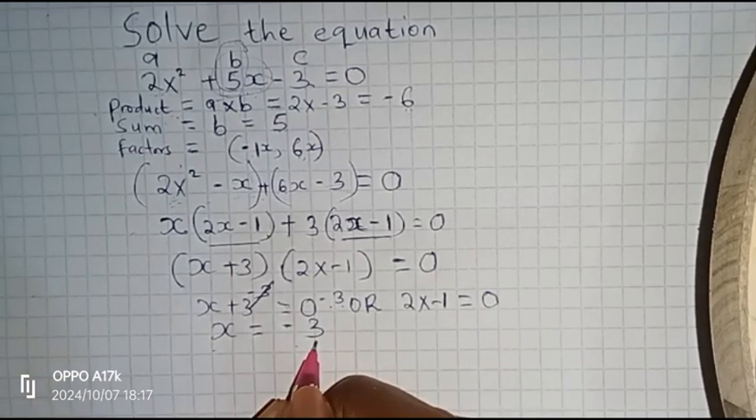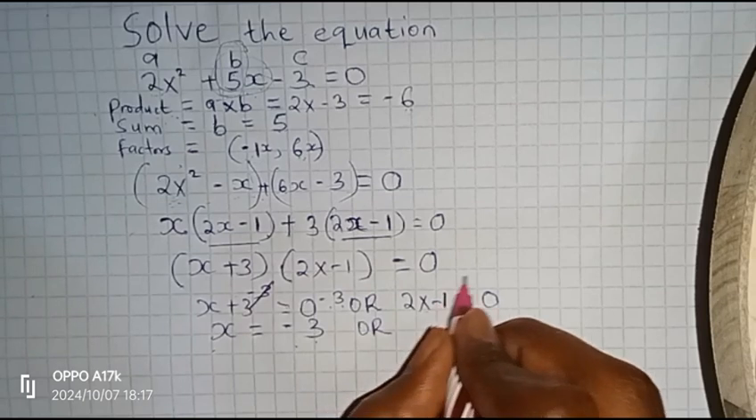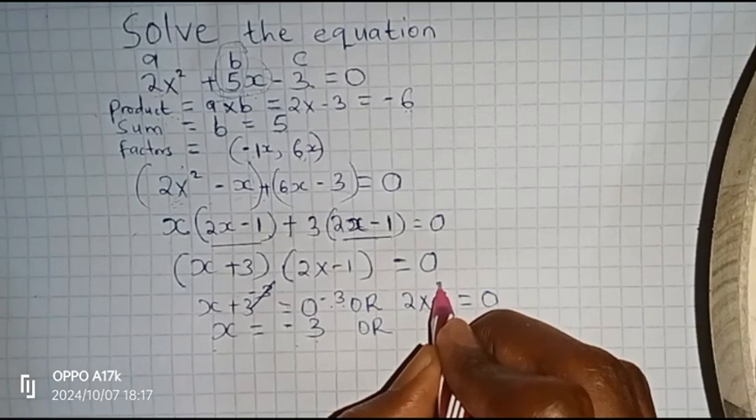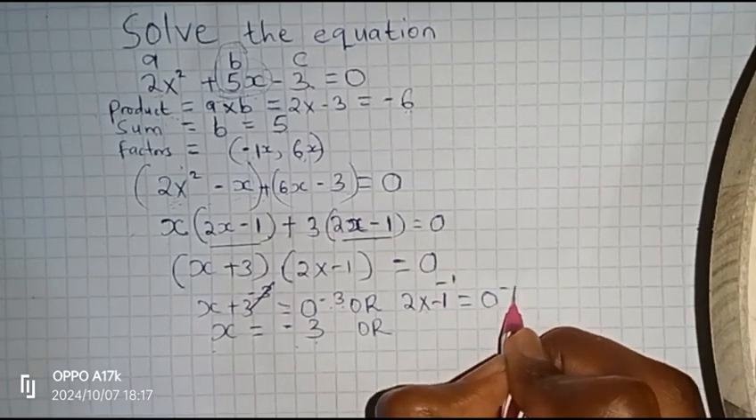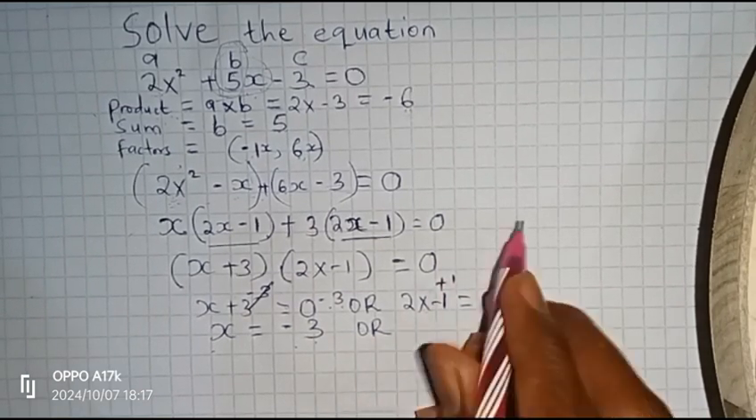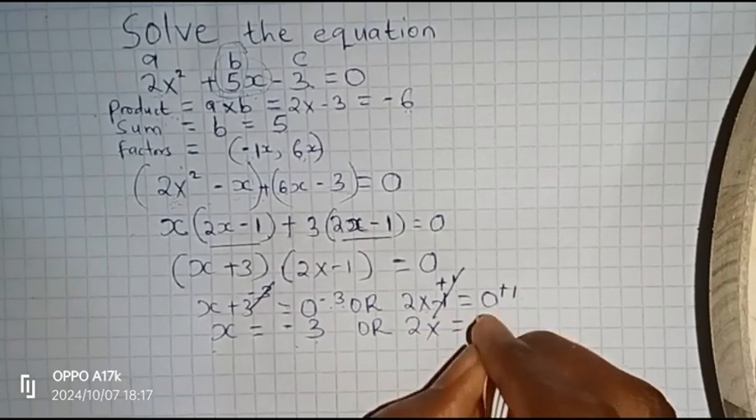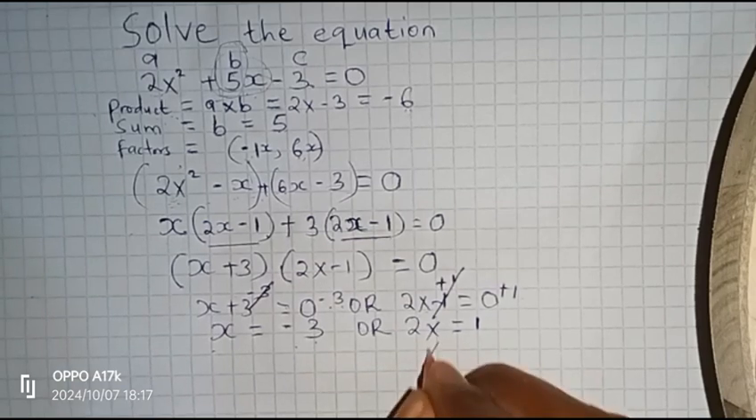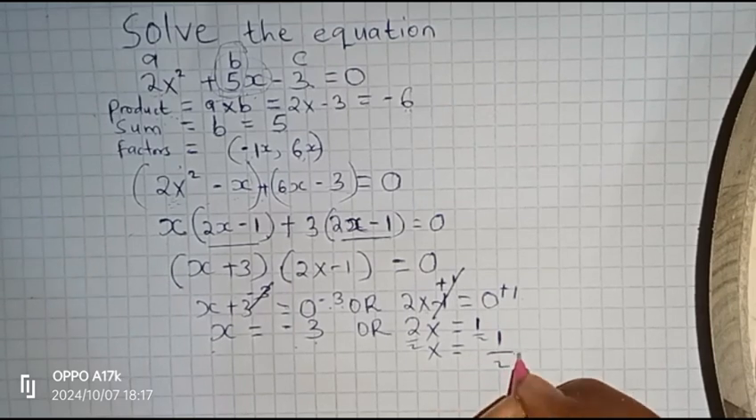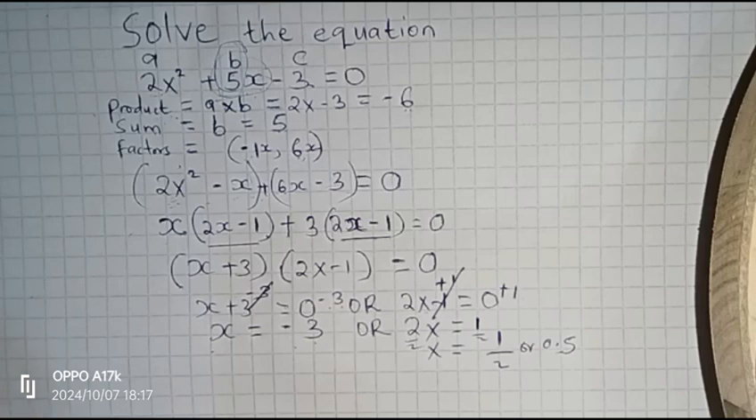Now we have x equal to negative 3, or, if you take negative 1 to the other side, you remove negative 1 from both sides. I mean, you add 1 to both sides. This becomes 0. Now 2x will be equal to 1. This means that x will be equal to, if you divide both sides by 2, 1 over 2, which is a half, or 0.5 in decimal form.